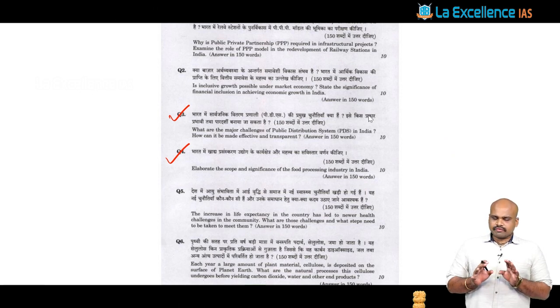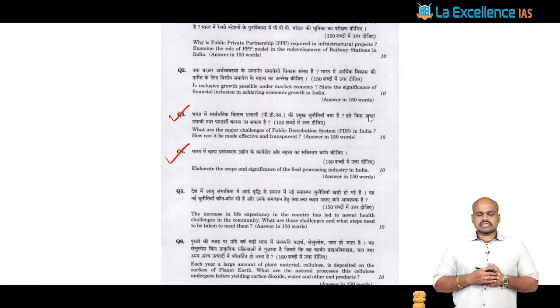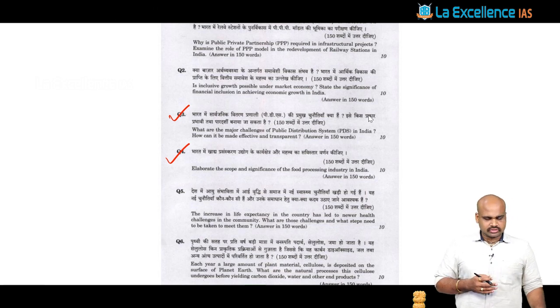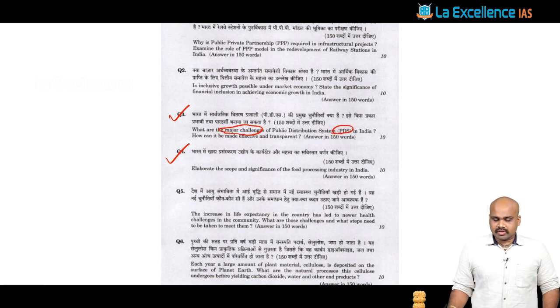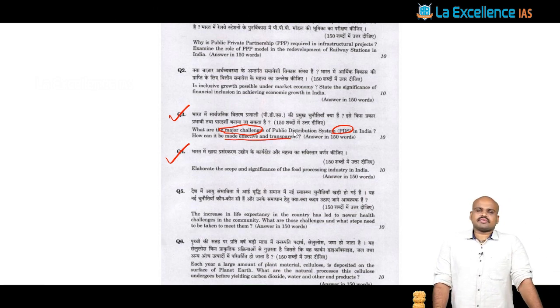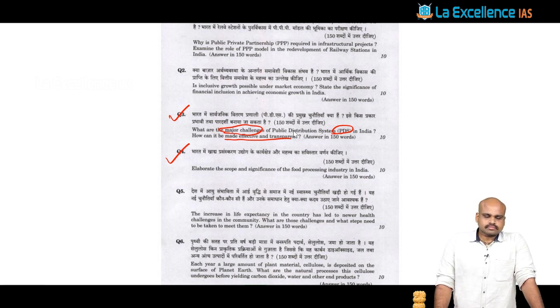When we look at the brief analysis of these questions, and once we get into the detailed solution, they are asking about the major challenges of PDS in India and how it can be made effective and transparent. If you go back to the previous year questions, this was again asked in 2019. Then it was a 15 marker. Now they have asked it for 10 marker.